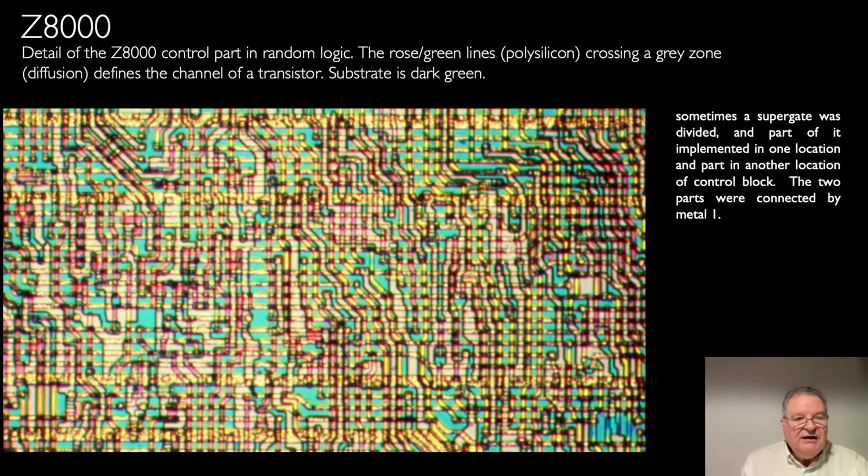Here is another detail. What was interesting, and I don't have here the exact photo of an example, is that sometimes a super gate was divided in 2 or even 3 parts, and one part was implemented in one location, and the other part in another location of the control block, and these 2 parts were connected by a metal one. So it's not a common design to do a gate that is split in 2 or more locations of the layout.